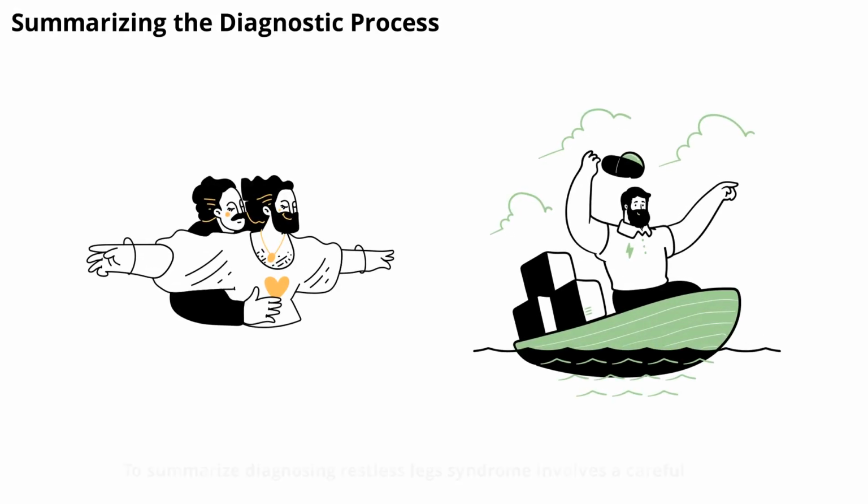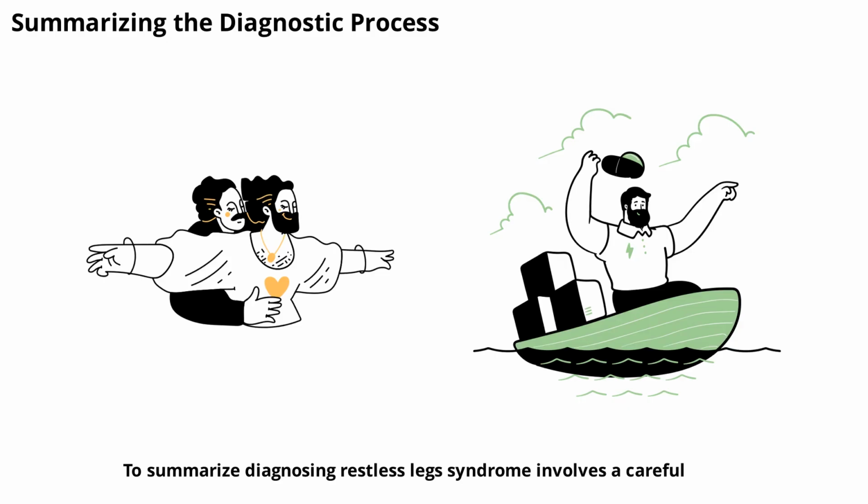To summarize, diagnosing restless leg syndrome involves a careful, step-by-step approach. Doctors start with a detailed history and physical exam, apply specific diagnostic criteria, rule out other conditions, and use laboratory tests as needed. Ongoing monitoring and patient education are key to successful management. By following this structured process, doctors can provide accurate diagnoses and help patients find relief from their symptoms.